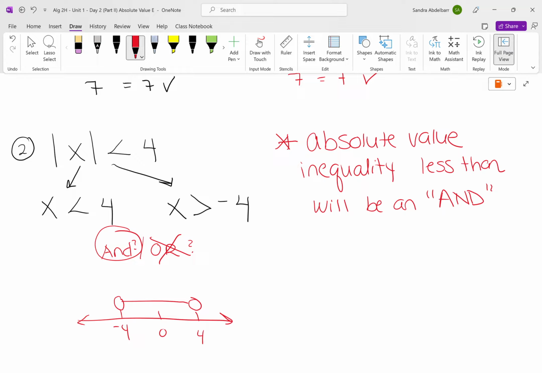What if you had absolute value x less than -4? That would be no solution, because can an absolute value be negative?